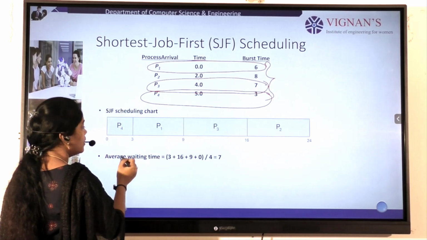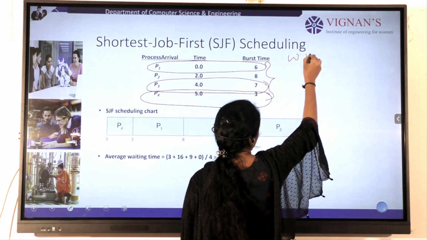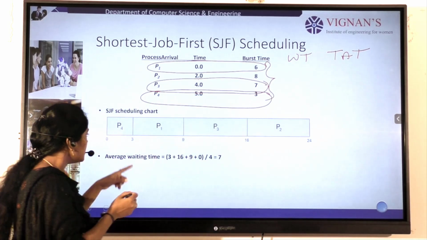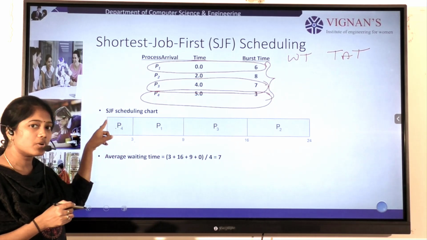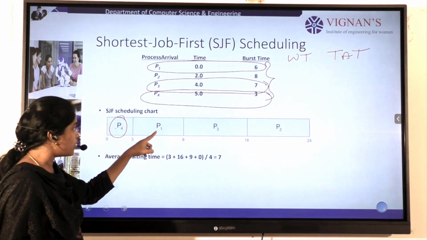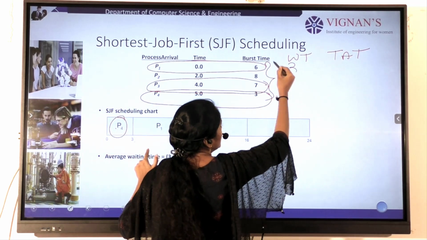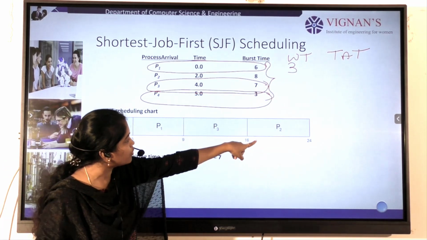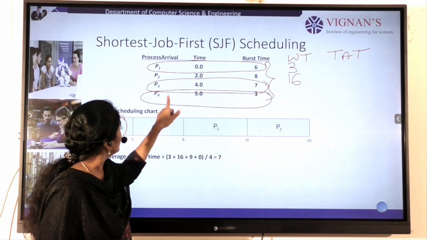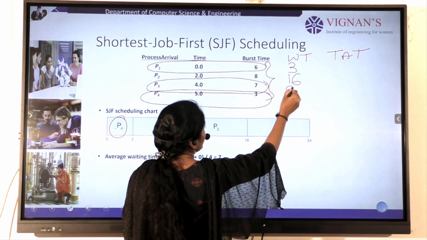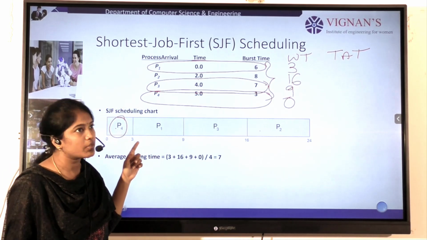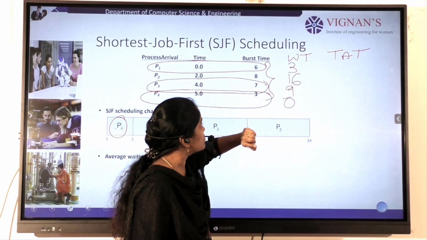Now we have to calculate the waiting time and turnaround times. So the waiting time for process P1: it is allotted to the CPU after completion of process P4. Process P4's burst time is 3 milliseconds, so process P1 has to wait 3 milliseconds to enter into execution. Next, process P2 has to wait 16 milliseconds for its execution. Next, process P3 has to wait 9 milliseconds for its execution. Next, process P4 has to wait 0 milliseconds because process P4 entered into execution first. So these are the waiting times for each and every process.